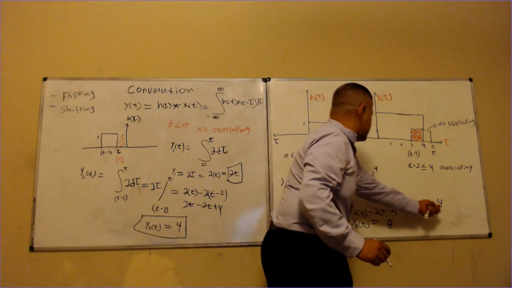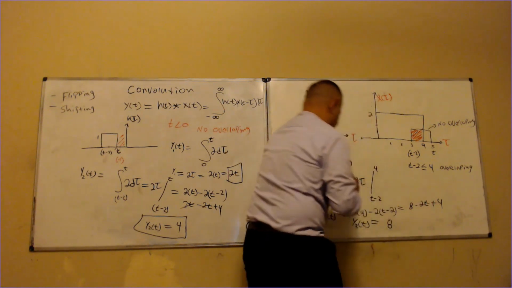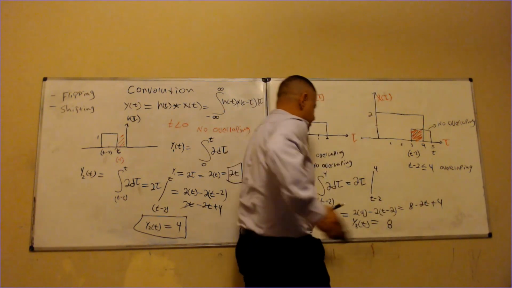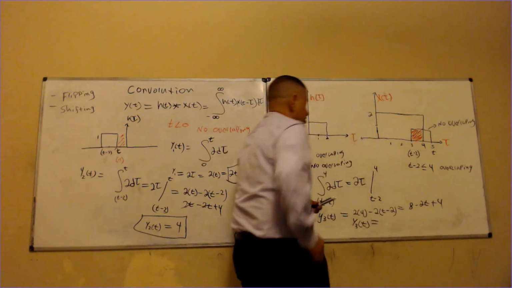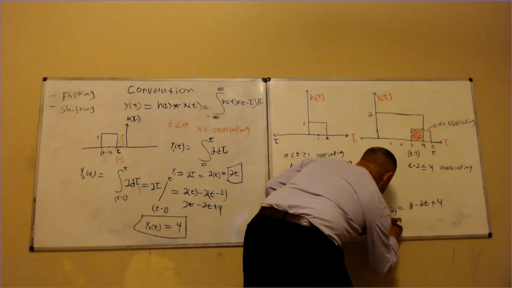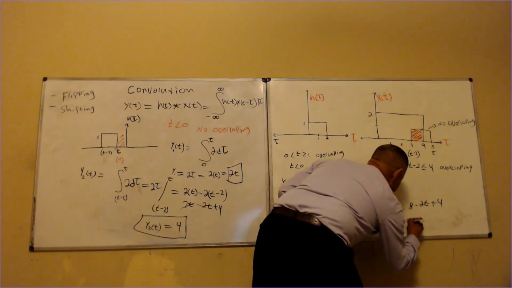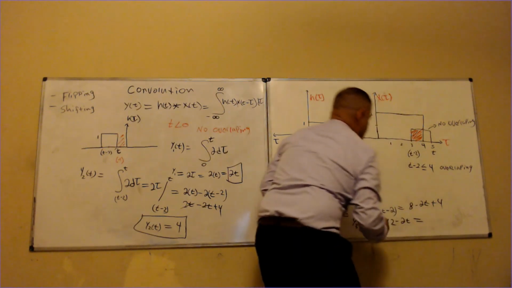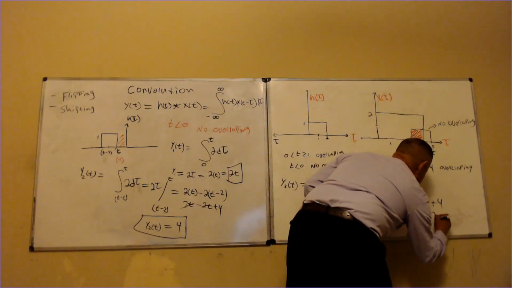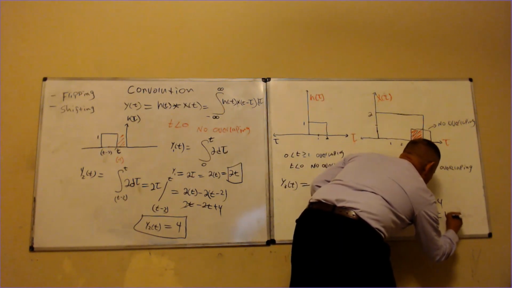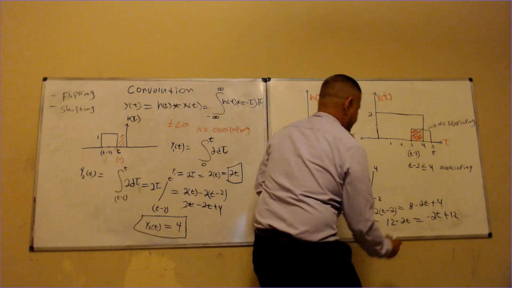Now this is combined, that and that is 12, right? So I have to do that in one chapter already. So it's going to be 12 minus 2t, which is the same thing as negative 2t plus 12, right?